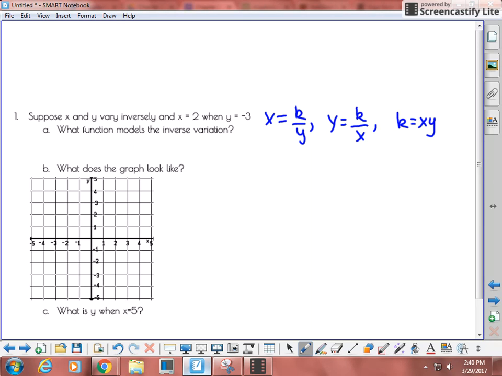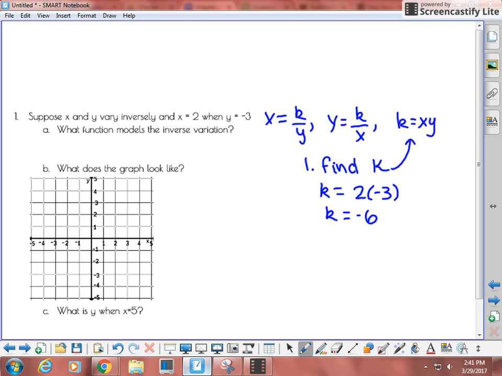So here's what I know. I know that x is 2 and y is negative 3, but we know when we write equations, all we care about is what the k value is. So I have to find that first. So step 1 is to find k. Okay, if we're finding k, I would use that equation. So I would say k equals 2 times negative 3, which means that k equals negative 6.